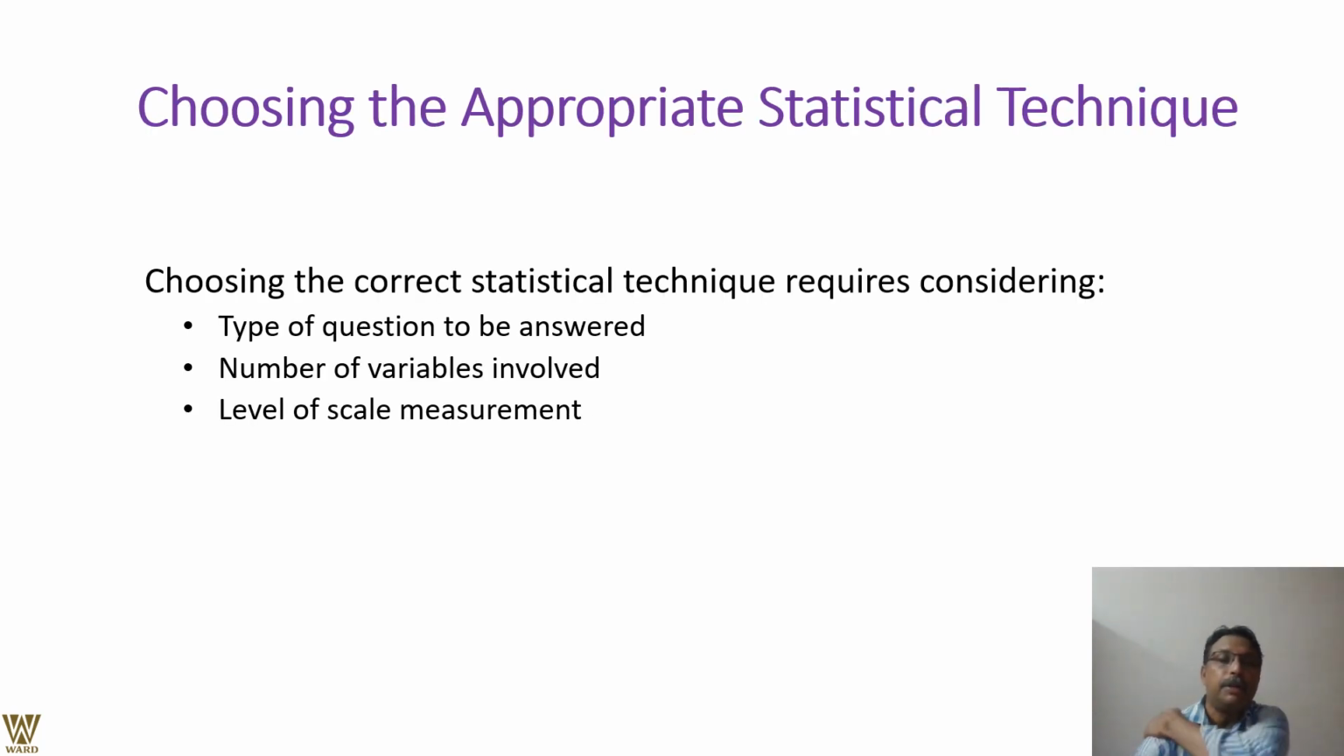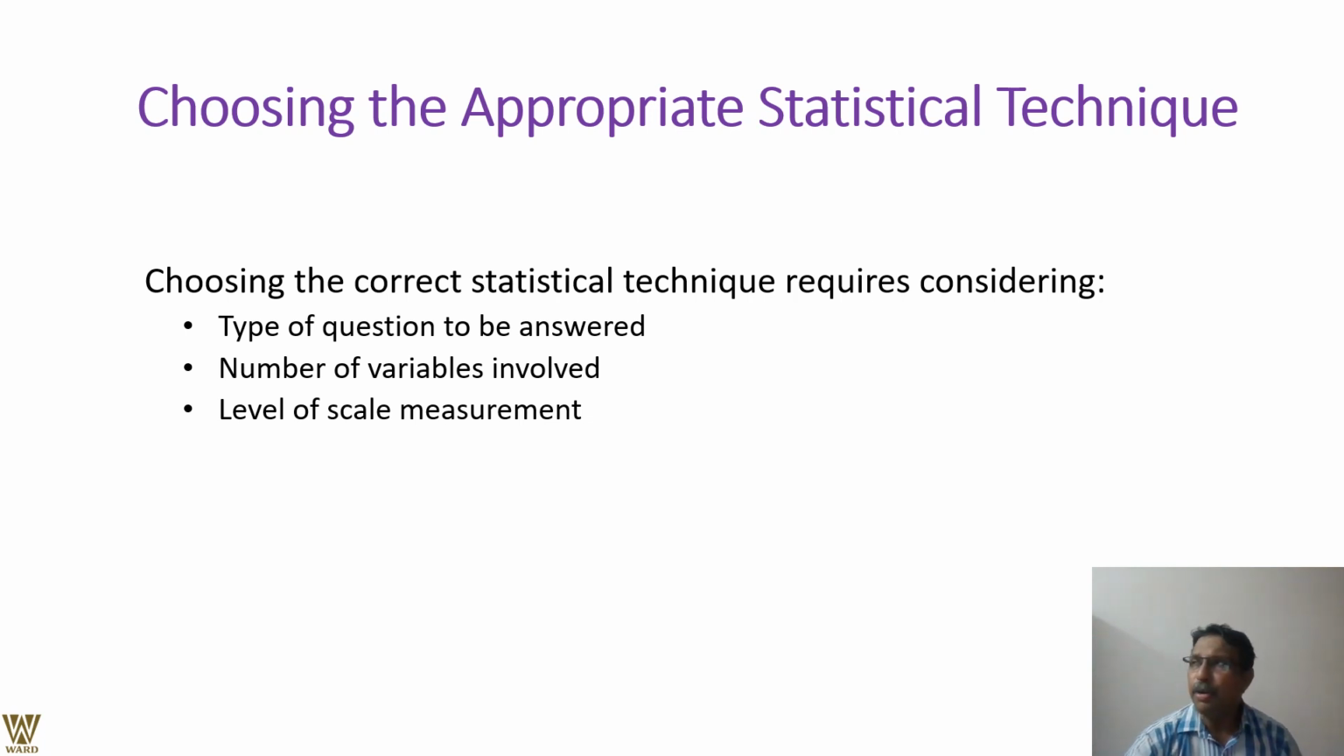Let me give you the choosing of the correct statistical technique. It requires the following considerations: the type of question to be answered, the number of variables involved, and the level of scales to be measured. We are talking about the type of question to be answered. Is it a lengthy, subjective question? Is it a prefixed answer that has been given? Is it to be rated on a scale? Is it to be ranked? What are you looking for? Are multiple responses acceptable or not, or is it a unique answer where only one response is accepted?